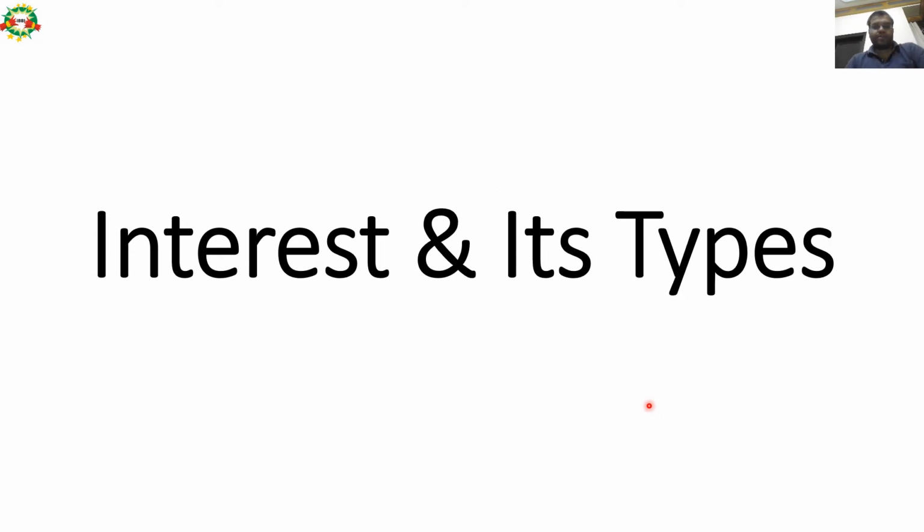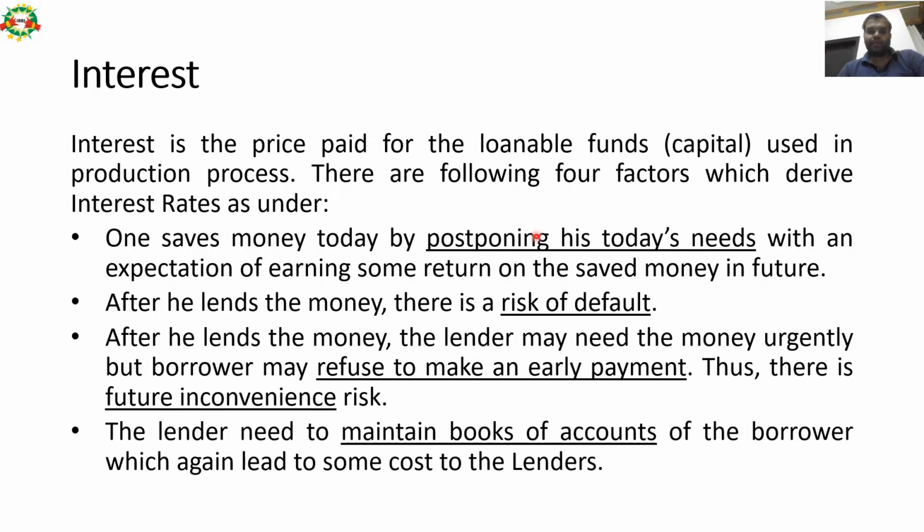So the next topic is interest and its types. Interest is the price paid for loanable funds, which is nothing but capital, used in the production process. Basically there are four factors which determine interest rates. These four factors are very important from an examination perspective. Many times a 1 mark theory question comes out of this slide only.